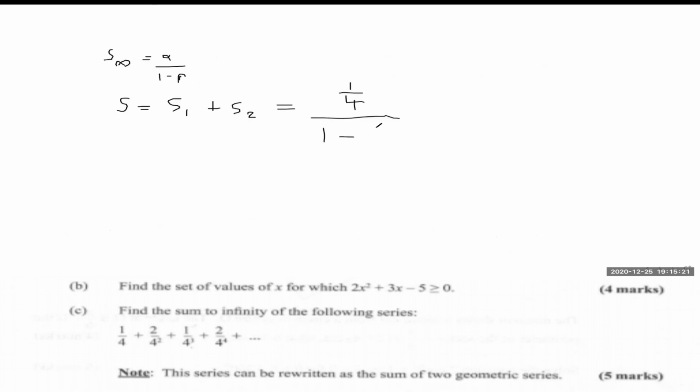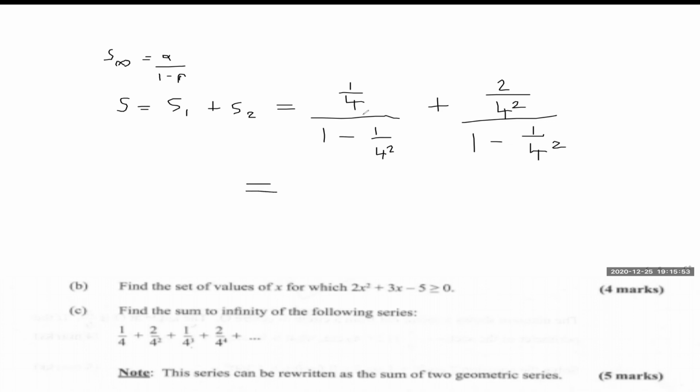So we get 1 over 1 minus 1 over 4 squared, plus 2 over 4 squared over 1 minus 1 over 4 squared. That will give us the sum to infinity of this series. So this works out to be, just put this in your calculator.